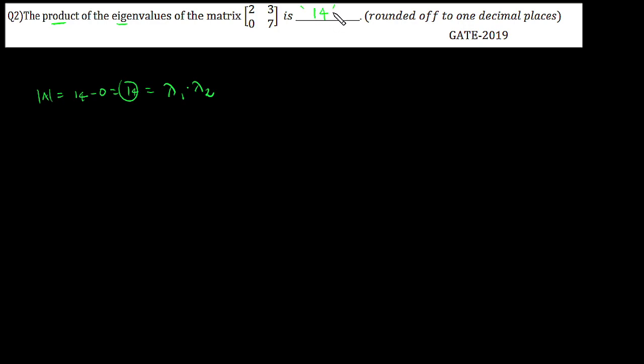So a very simple question. Now let's solve question number 3. Question 3 says for any real, square and non-singular matrix B. Here recall, non-singular means the determinant is not equal to 0. Then they are asking about the determinant of this inverse matrix, B inverse.